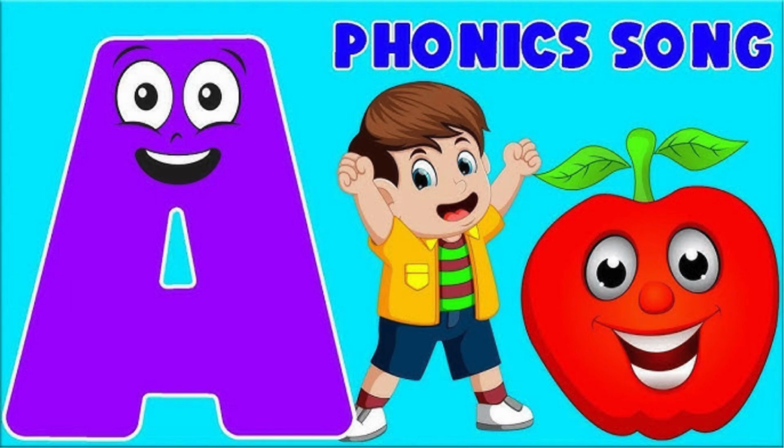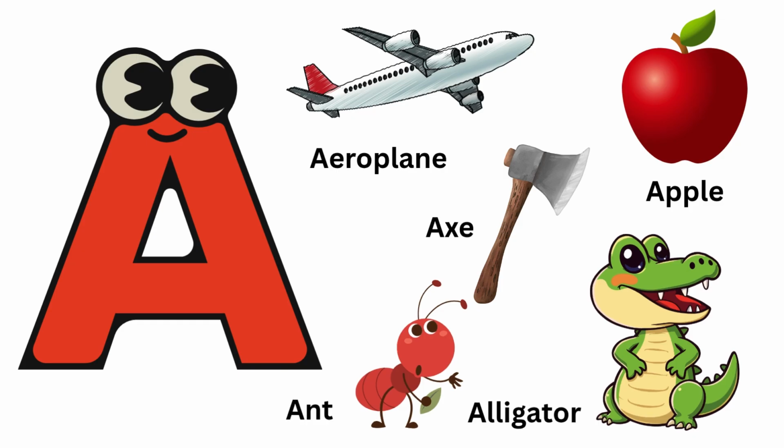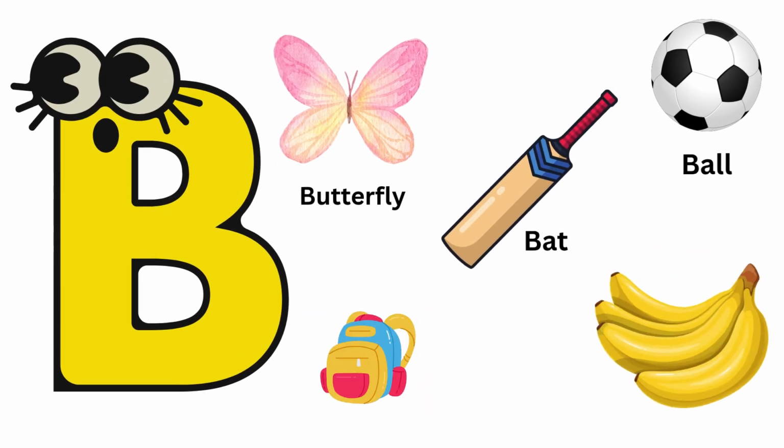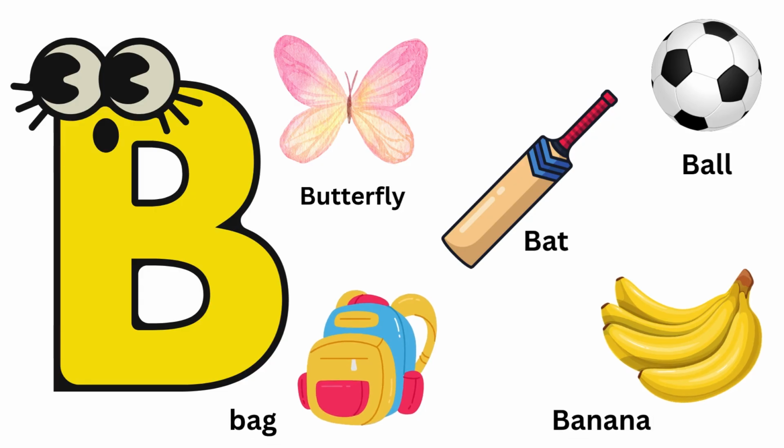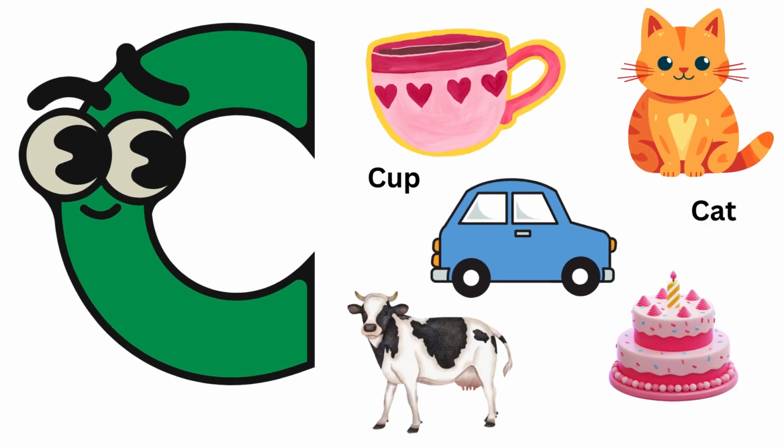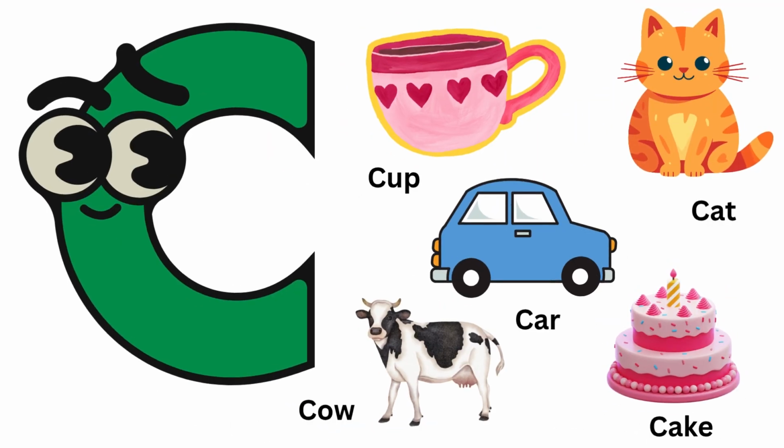5 words for each ABC. A is for apple and airplane, axe and alligator. B is for ball, bat, banana, bag and butterfly. C is for cat, cup, car, cake and cow.